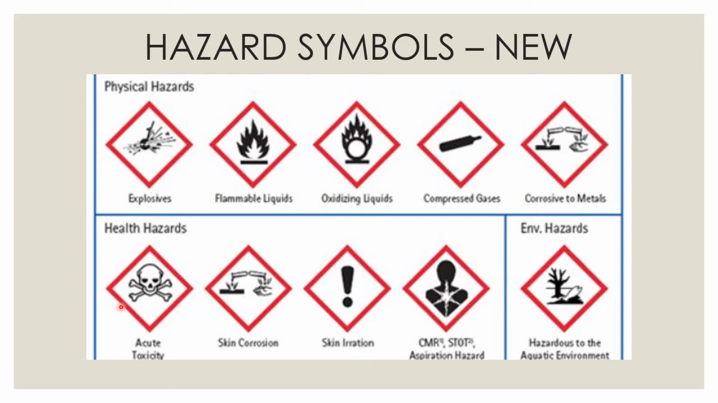Acute toxicity. You can see that there is a skull and crossbone. Now, this symbol symbolizes that it can cause death with toxicity even with short-term exposure to small amounts. So it is a very easy way to remember that acute toxicity can be represented in the form of death. Then we have skin corrosion. Skin corrosion, again, is for substances which are corrosive in nature to the skin.